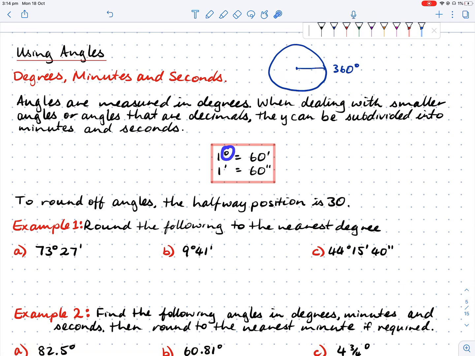And that's the notation we use. For degrees, we use a little circle. For minutes, it's like an apostrophe. And seconds is a double apostrophe, or your quotation mark. So these are the symbols that we use for degrees, minutes, and seconds. Because we're using 60 as the total, if we need to round off values, the halfway point is going to be at 30. So 30 is going to be your magic number.